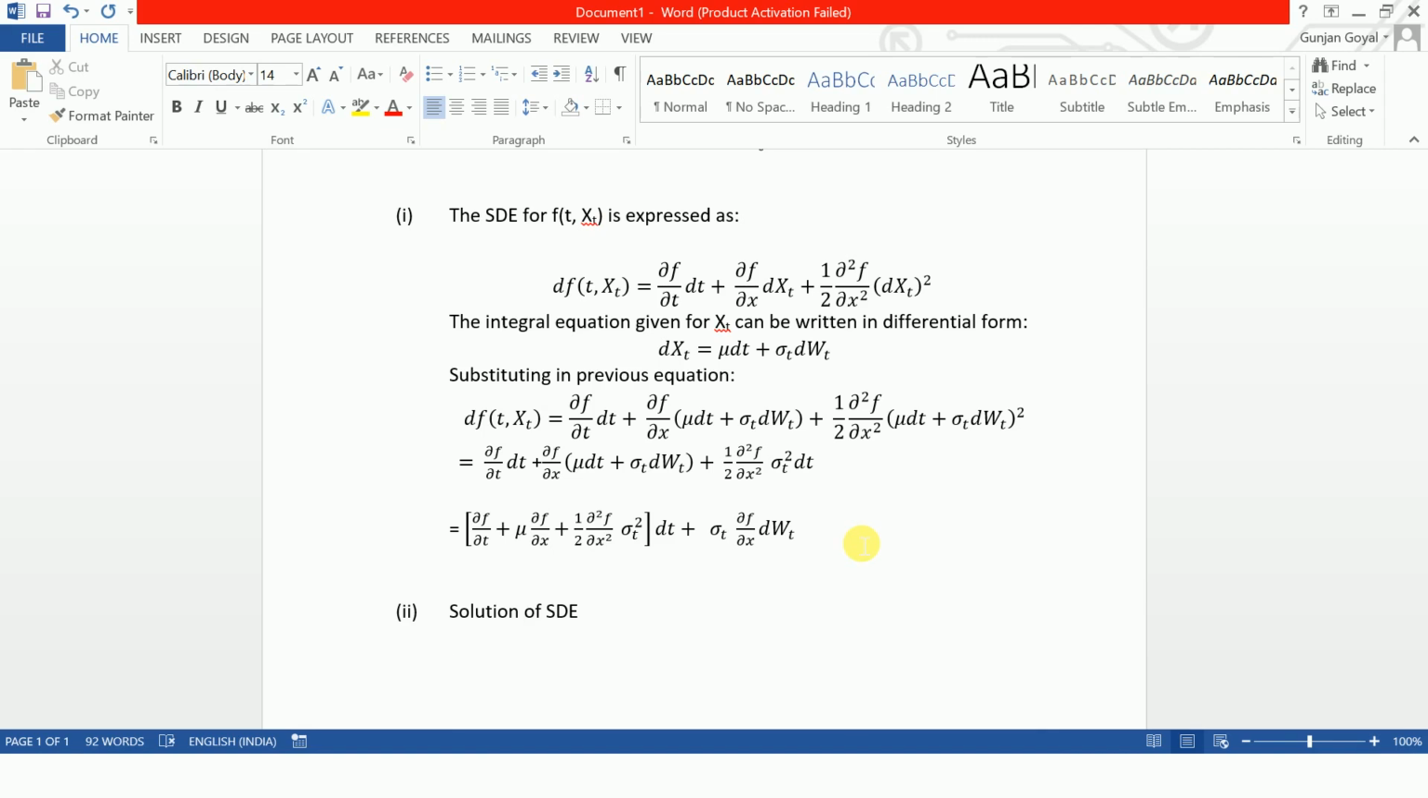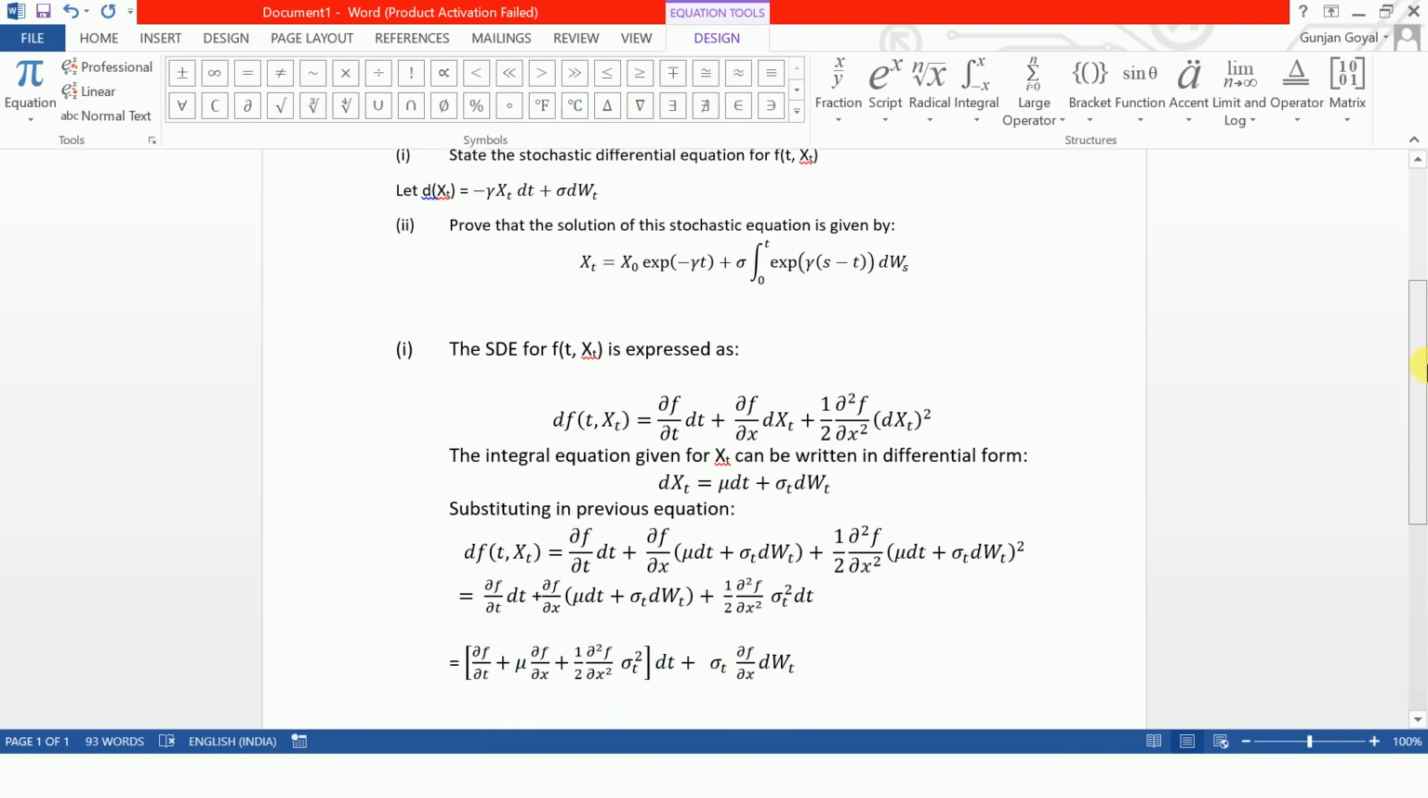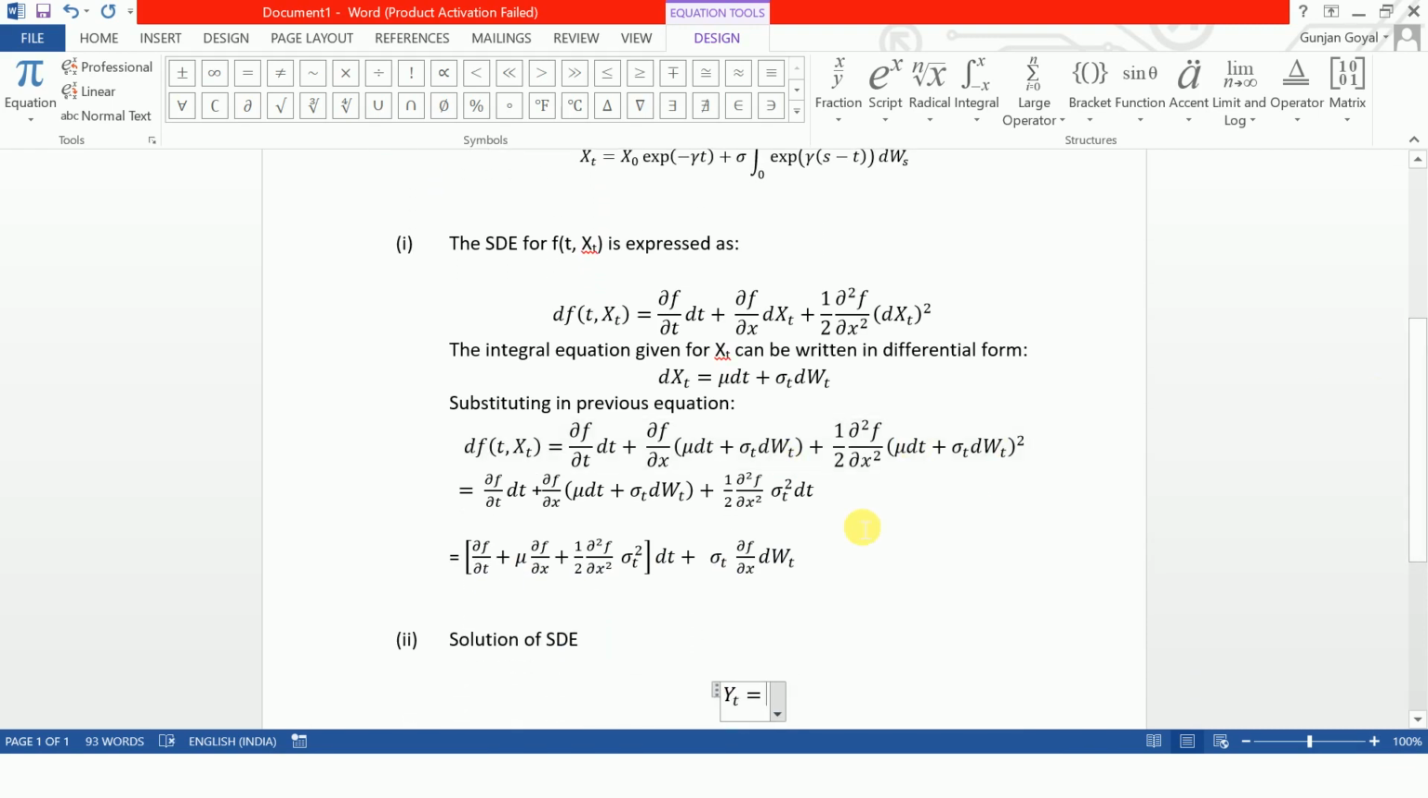For the solution of the SDE, what we need to define first is a new process, which we know as Yt. Y underscore t equal to e to the power gamma t and Xt. So e to the power backslash gamma will convert to gamma, then t and space, and x underscore t. Okay, so e to the power gamma t has been fit here.